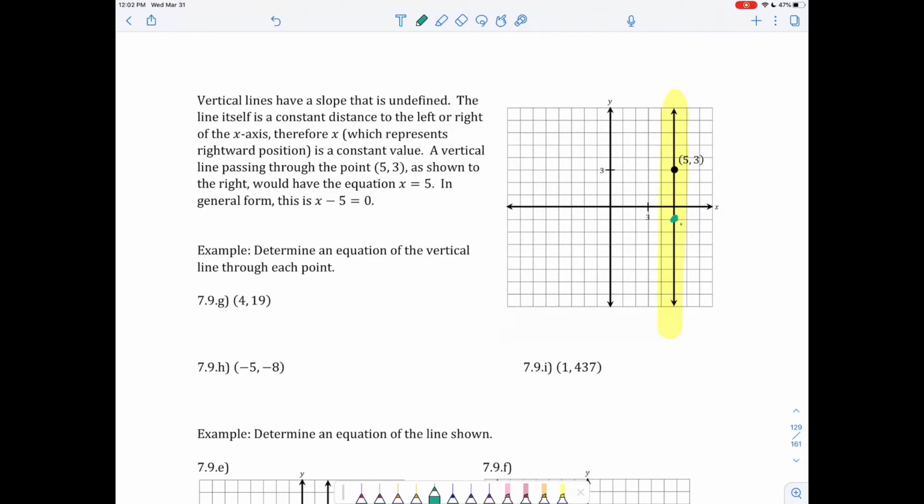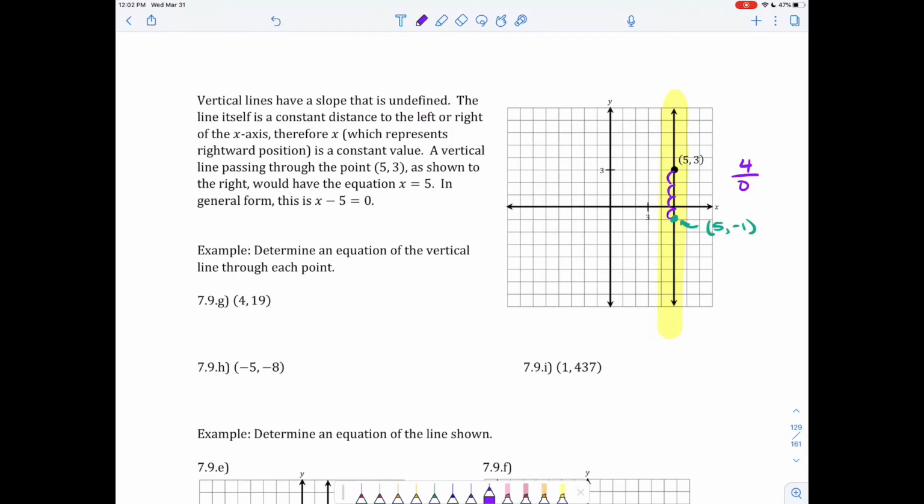This point in green here would have the coordinates 5, -1, and we can calculate its slope, right? It's rise over run. Our rise is 1, 2, 3, 4, and our run is 0. And any number divided by 0 is undefined. So our slope is undefined.